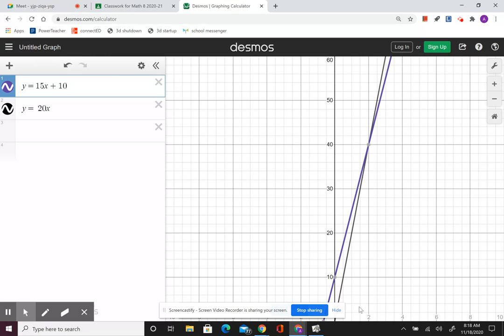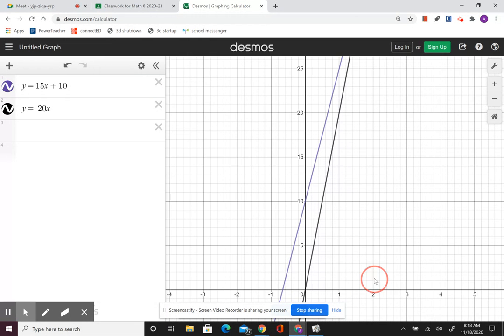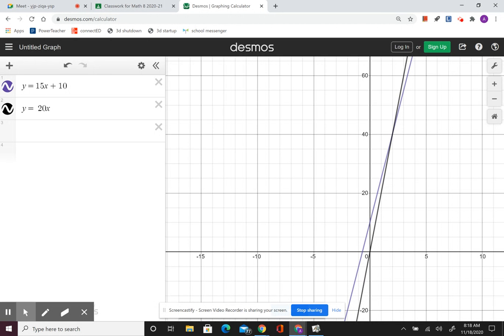So I don't know that intersection. If I come down to my x-axis, that is at 2. So 2 and 40. So right there is my solution. And what does that solution mean? What did x stand for in our equation? Our x was the number of hours. So after 2 hours, either place is going to charge us $40 if we do 2 hours of instruction.